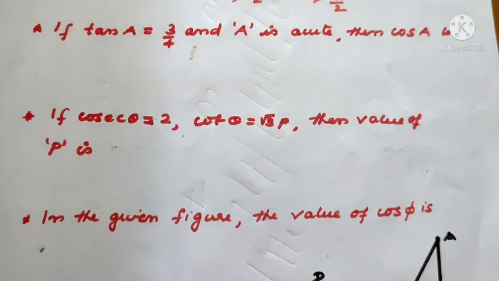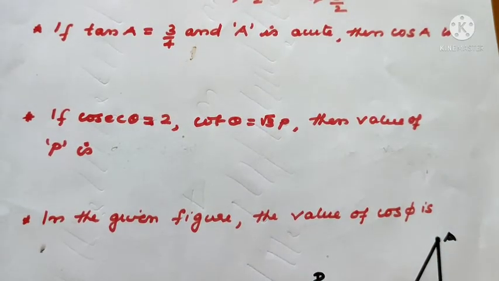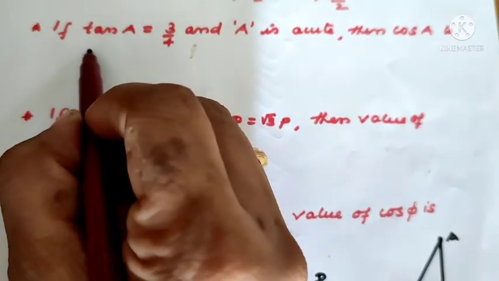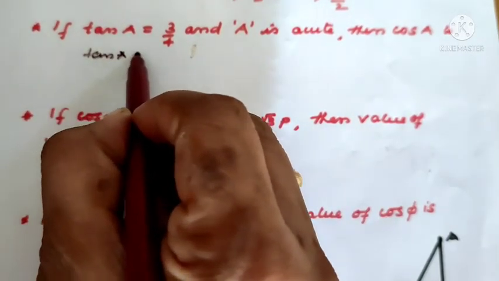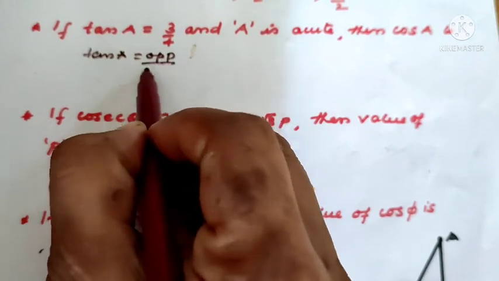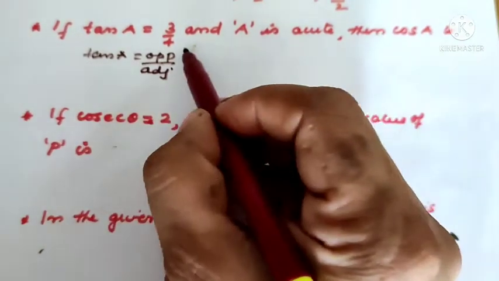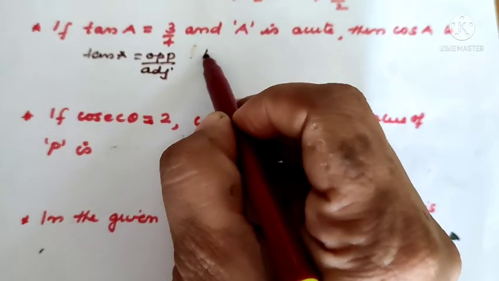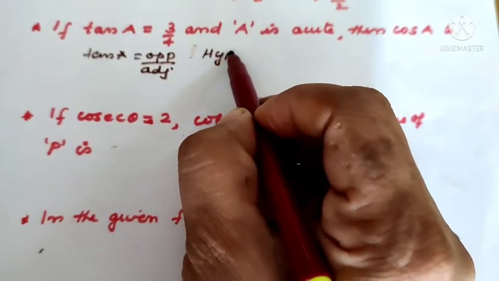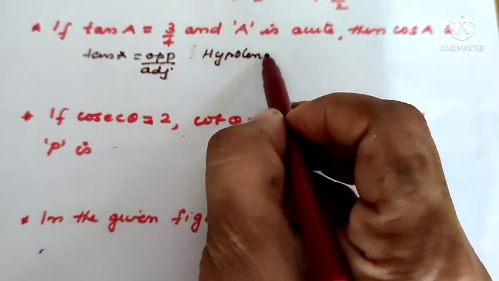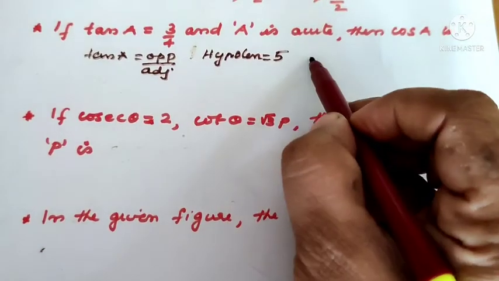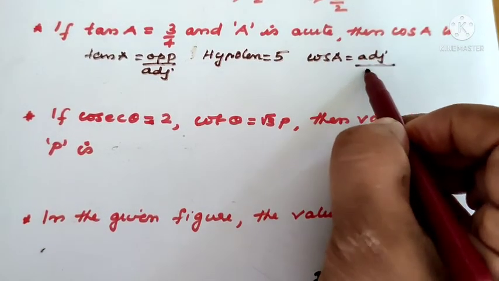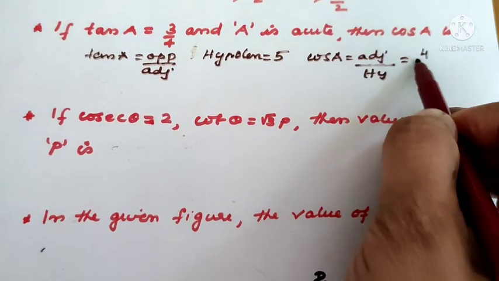Next question, if tan A equal to 3 by 4 and A is an acute angle, then cos A. If tan A is given, definitely we know the formula, tan A equal to opposite side by adjacent side, right? So we can calculate the hypotenuse using this. Hypotenuse is which one? That is the triplet 3, 4, 5. So hypotenuse is equal to 5. Now cos A equal to adjacent side by hypotenuse, so it is equal to 4 by 5.